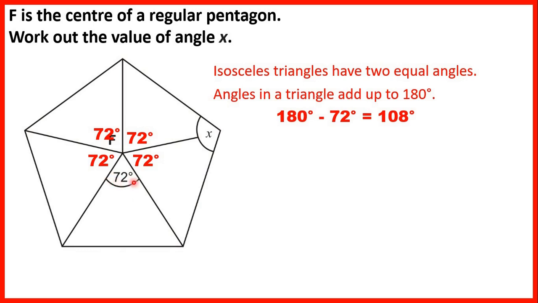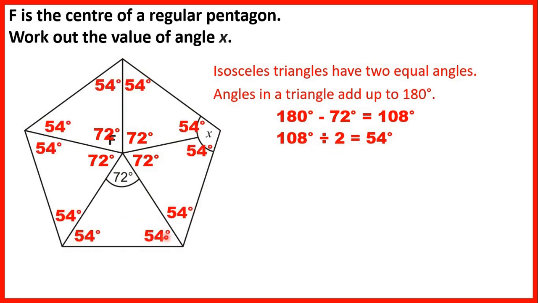So if we subtract 72 from 180, that gives us 108. So the 2 angles in the bottom of each triangle will have a total of 108 degrees. And because the angles are equal, to find each angle, we can divide 108 by 2, and that tells us that the angles at the bottom or in the corners of the triangle will be 54 degrees, because 54 plus 54 is 108, plus 72 is 180.